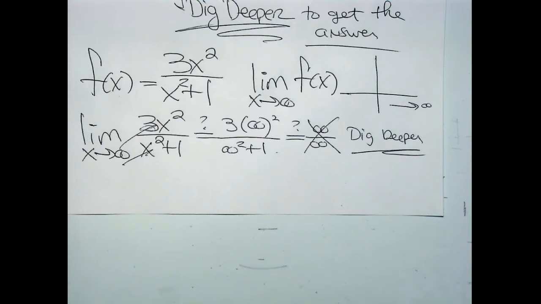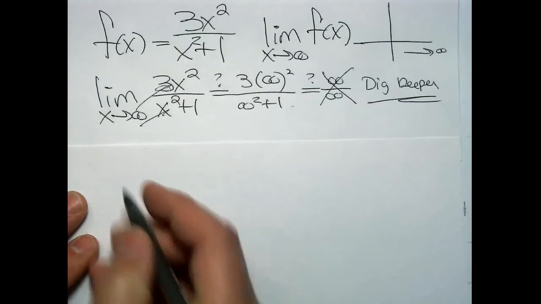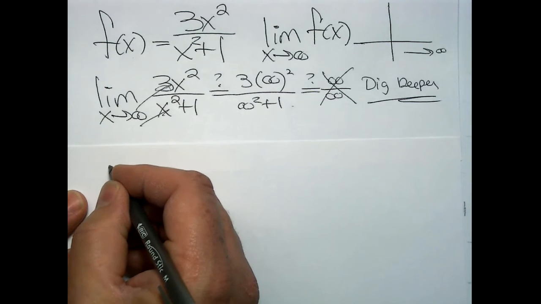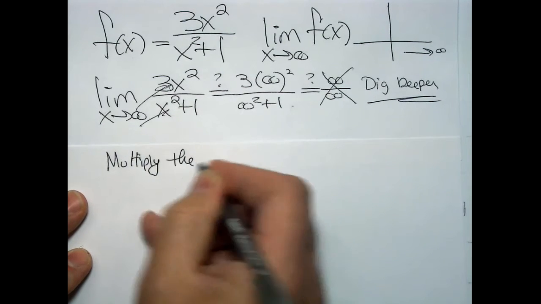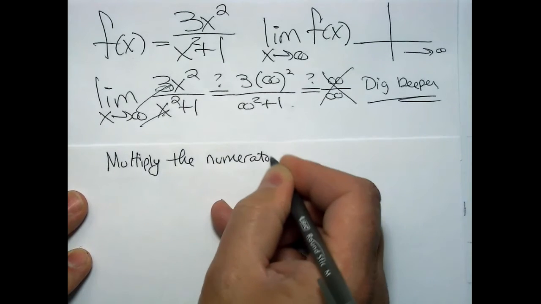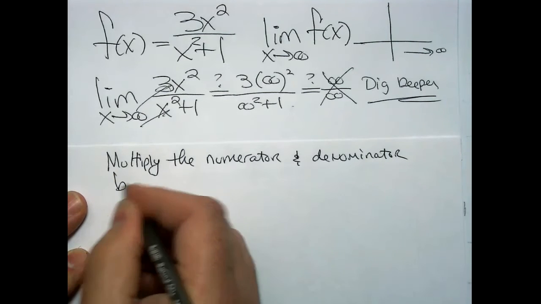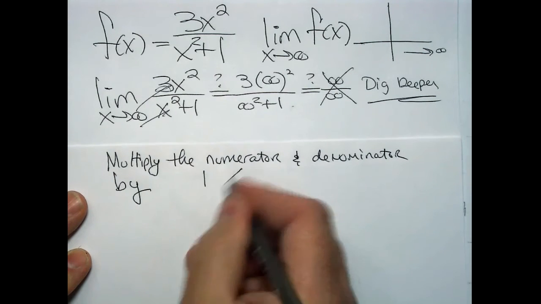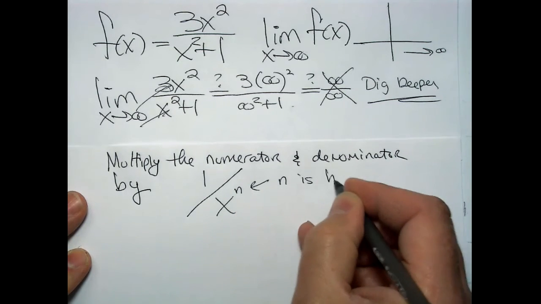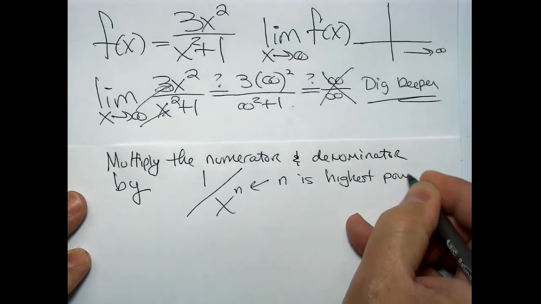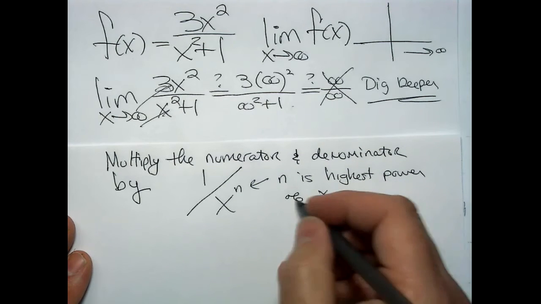So let's do that. Now I've got some guidelines for you. If you want to do this analytically, what you want to do here on these fractions is I'd like you to multiply the numerator and denominator by 1 divided by x to the n, where n is the highest power of x, but not in the entire problem, only in the denominator.